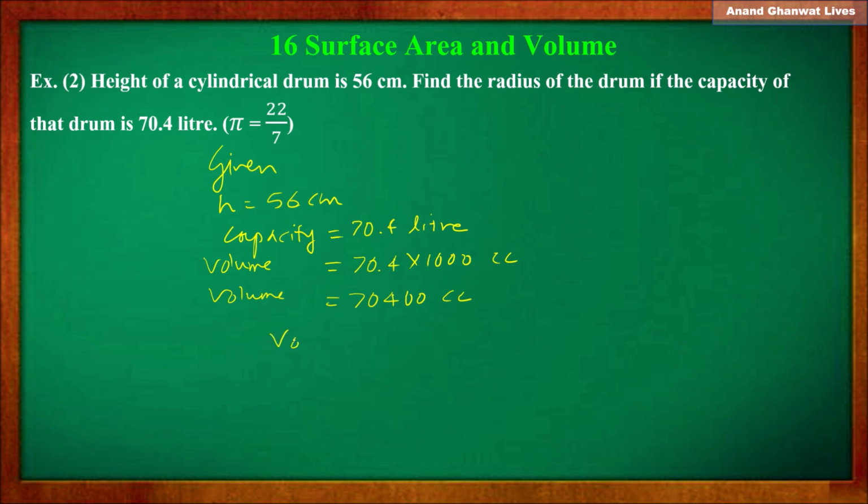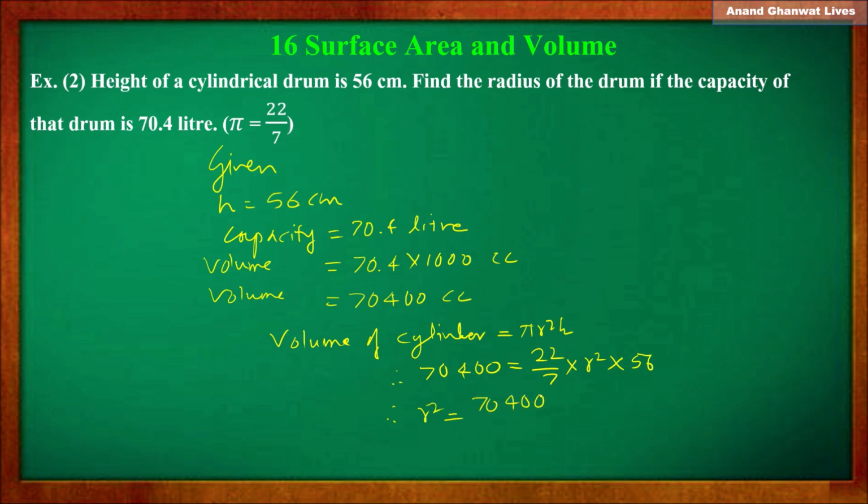So volume is here. Now we know the formula of volume of cylinder. Volume of cylinder is equal to pi r square h, so 70,400 is equal to the value of pi, that is 22/7, into r square and into h, that is 56. So r square is equal to 70,400 multiplied by 7 upon 22 into 56.